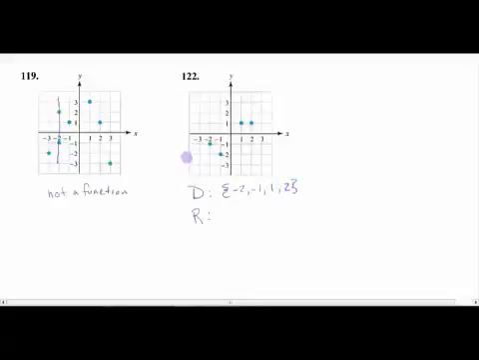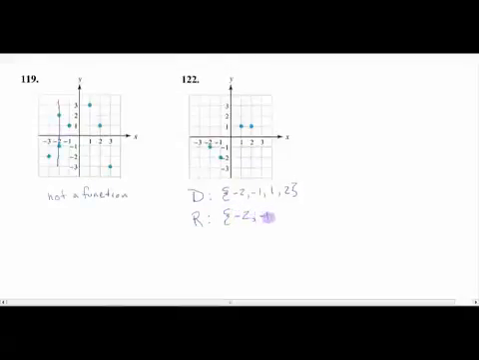And the range is going to be -2, -1, and 1. Again, in roster notation, we only have 3 values where we have y's. Okay, so it's only -2, -1, and 1, not everything from -2 to 1. So we don't use the interval notation. So that covers this section.